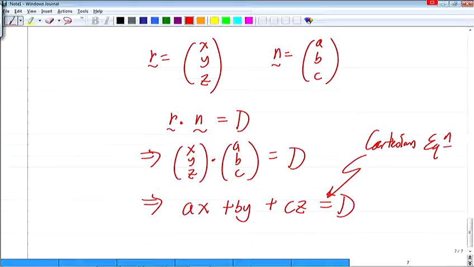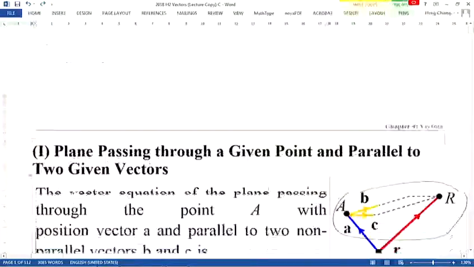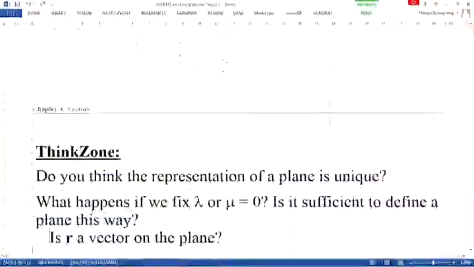So this is known as the Cartesian equation. And the Cartesian equation can be easily converted back to the scalar product form. If I give you a Cartesian equation, you just need one step to get back to the scalar product form, which is the useful form. This form is always the one I want to use when it comes to planes. So with that, I have covered the first three different forms. I won't run through them again.